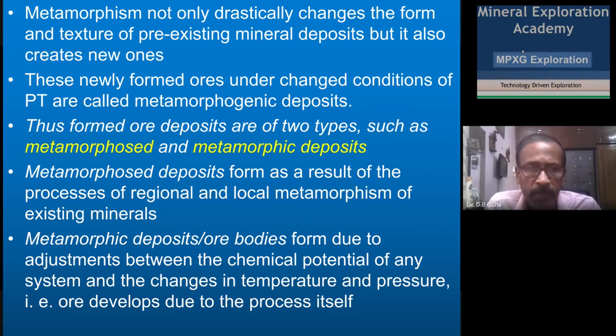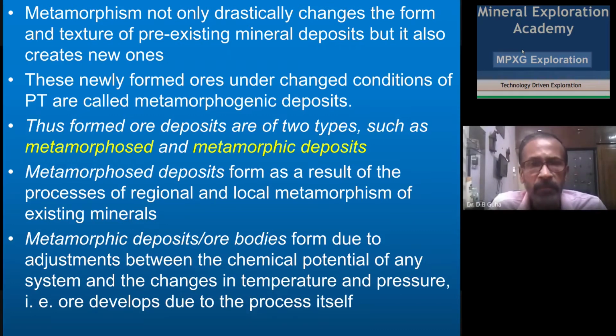Metamorphism happens in any orogenic terrain where deformation and metamorphism are attendant, and due to this a lot of fluid is taken out during the progressive, prograde metamorphism, and this fluid actually scavenges the metals from the pre-existing rock and deposits them into the newly formed metamorphic rock. So these newly formed metamorphic minerals or the ores or the rock forming minerals under changed conditions of pressure and temperature are called metamorphogenic deposits.